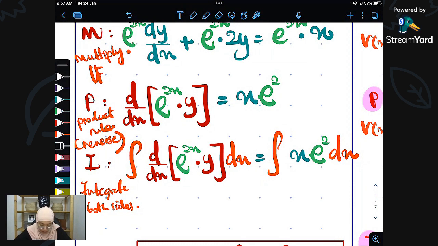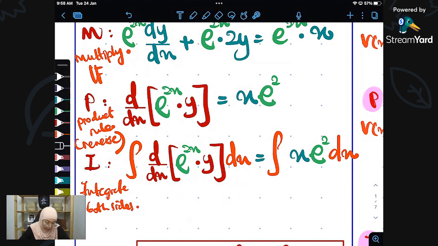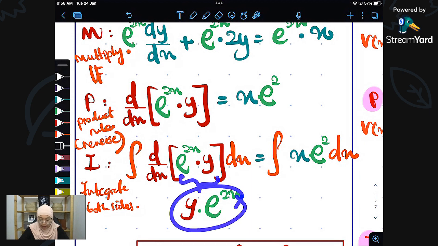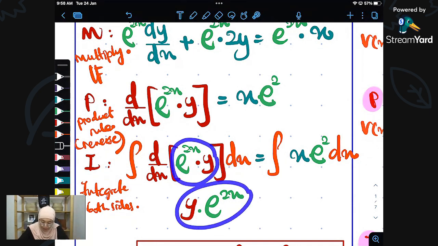And then I realized that, integrate bertemu differentiation. Therefore dia hilang. Maka tinggallah dalam ni sahaja. Tinggallah y exponent to x. Settle. Left hand side is just your exponent to x times with y. Okay, this is just literally, you got it here, you got it there. I just copy paste from here. Sebab apa? Sebab differentiation bertemu integration hilang. Tinggallah dalam saja, copy paste.